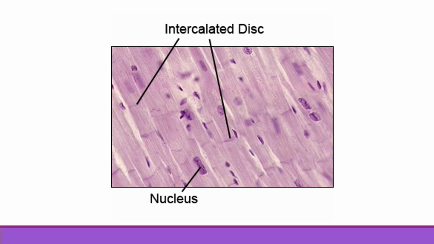So looking at it underneath the microscope, they're pointing out the intercalated discs. The intercalated discs to me make cardiac muscle look like bamboo. I always see it, and that's the first thing that I think of. And then they're pointing out the nucleus as well.